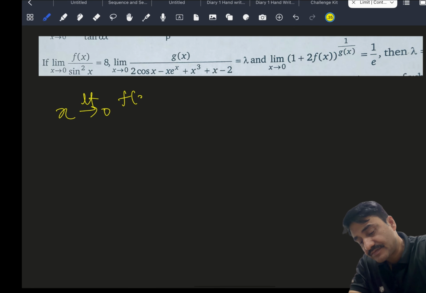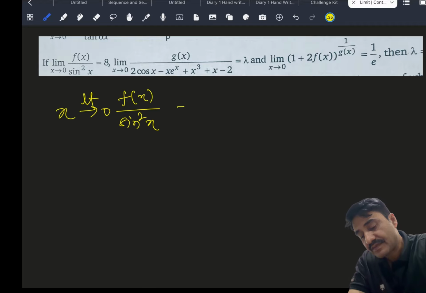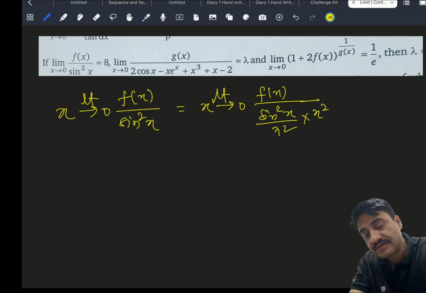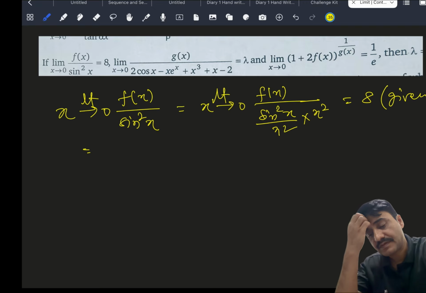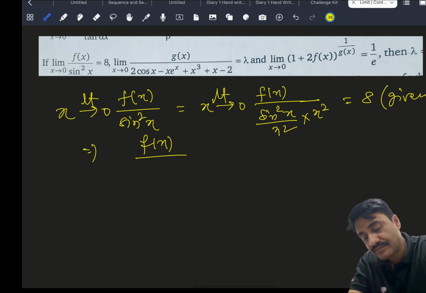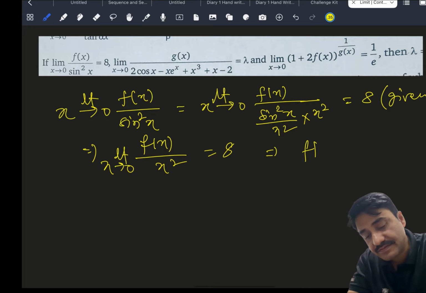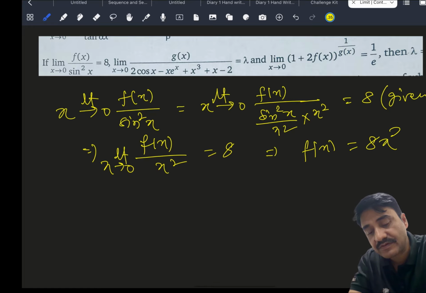So this given information, x tends to 0 limit f(x) by sin square x, this we can write x tends to 0 limit f(x) by sin square x by x square into x square is given as 8. So f(x) by x square is equal to 8. This implies f(x) is equal to 8x square.